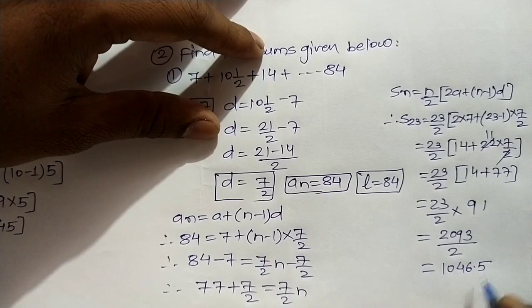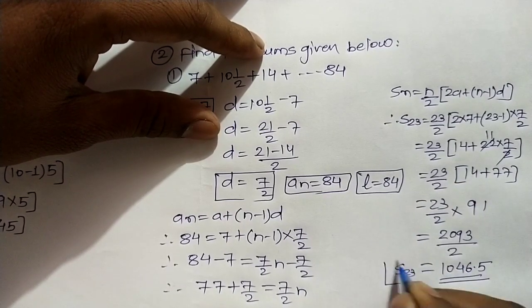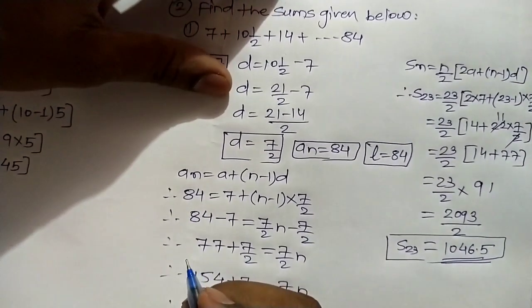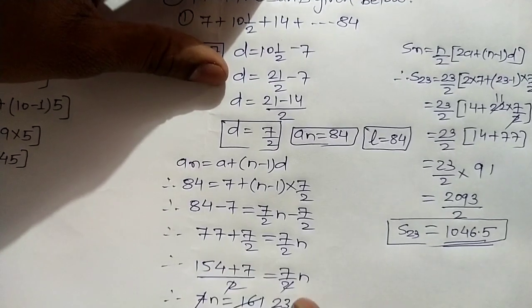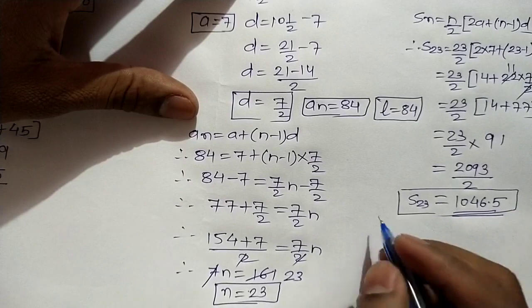point 5, as the S23 value we get 1046.5. Now we can solve by another method.